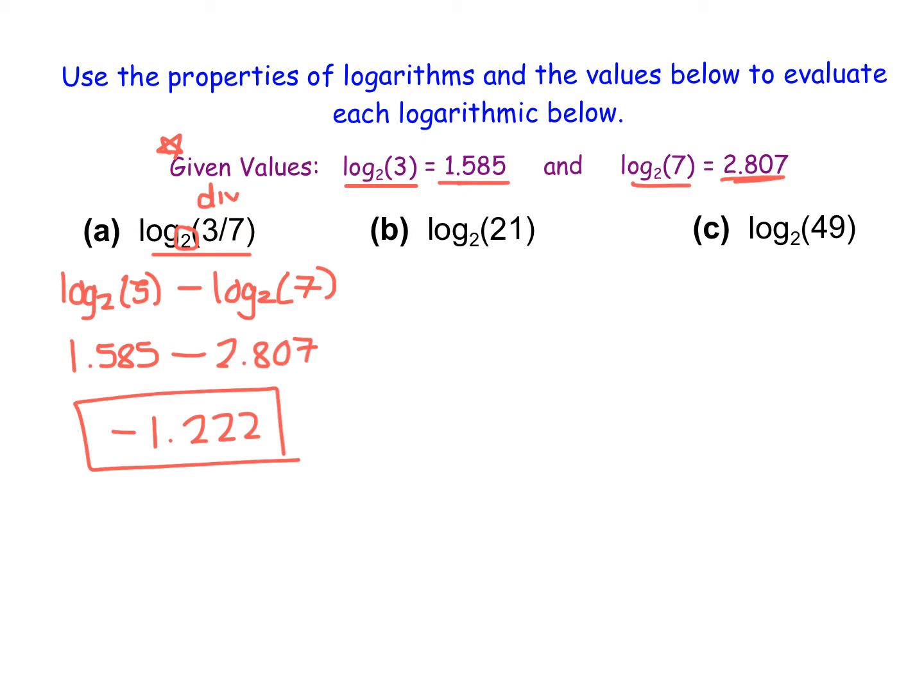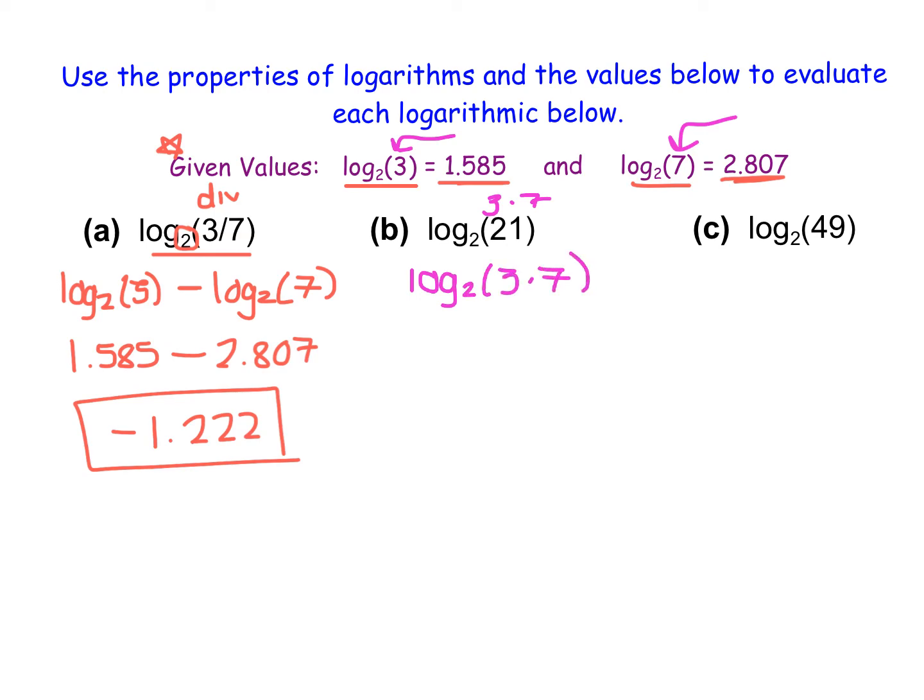Now if I move on to the second example here, it's a little bit more difficult to see what we're doing. We see 21. But because I know I'm going to use the properties of logarithms here, and because I know log base 2 of 3 and log base 2 of 7, I'm going to think about whether or not I can rewrite 21 in terms of 3 and 7. And what I know is that 3 times 7 gives us 21. So I'm going to rewrite this logarithm as log base 2 of 3 times 7.